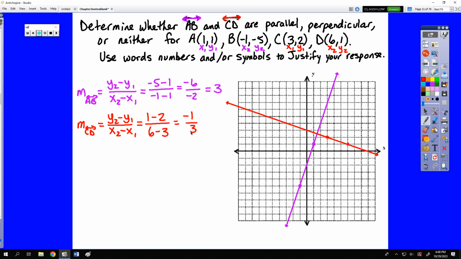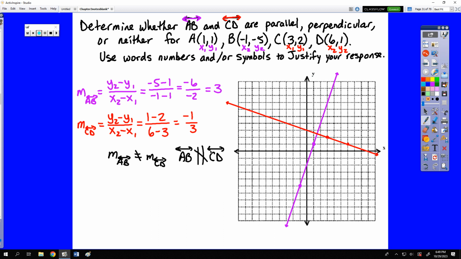Now, those are not equal, okay? The slope of AB does not equal the slope of CD, which means AB is not parallel to CD. Okay, they're not parallel. They're not the same. So that is not the correct answer. Now you're going, duh. I mean, look at the picture. They're clearly not parallel. Well, in the picture, it does appear that they are perpendicular.